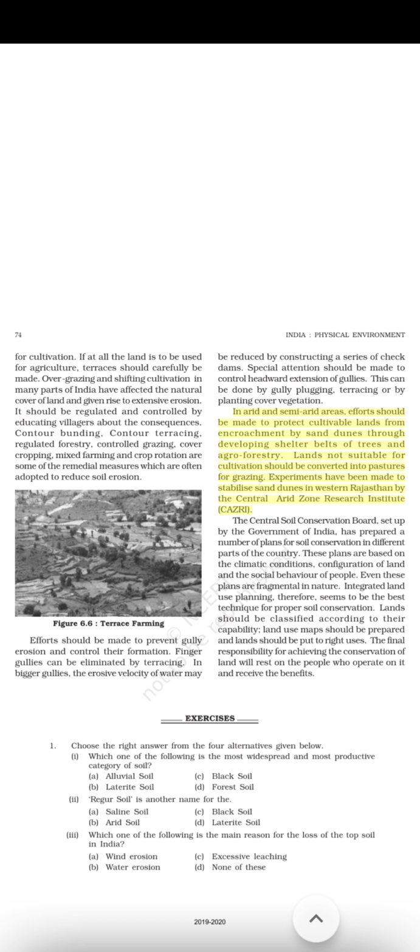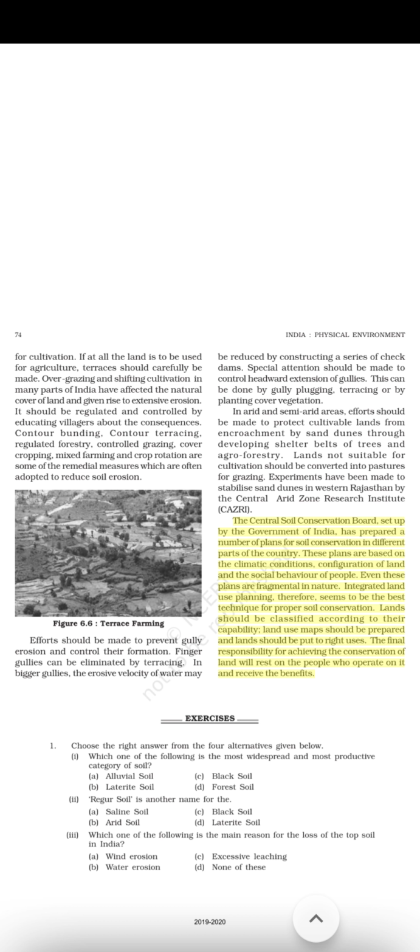In arid and semi-arid areas, efforts should be made to protect cultivable lands from encroachment by sand dunes through developing shelter belts of trees and agroforestry. Lands not suitable for cultivation should be converted into pastures for grazing. Experiments have been made to stabilize sand dunes in western Rajasthan by the Central Arid Zone Research Institute, CAZRI.